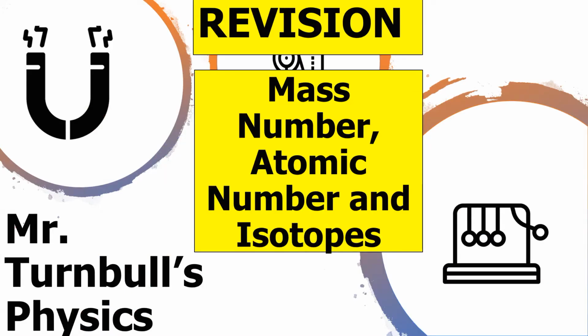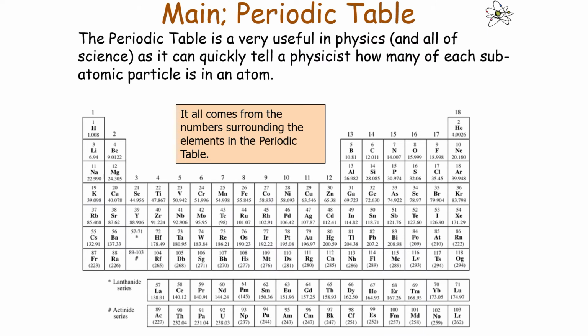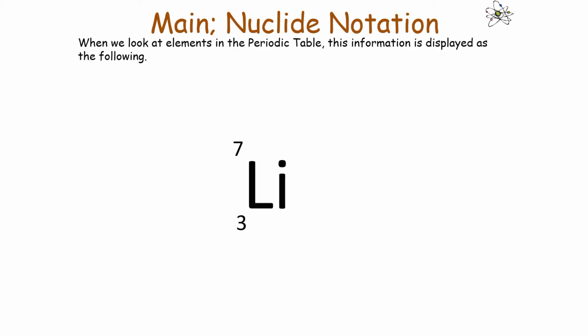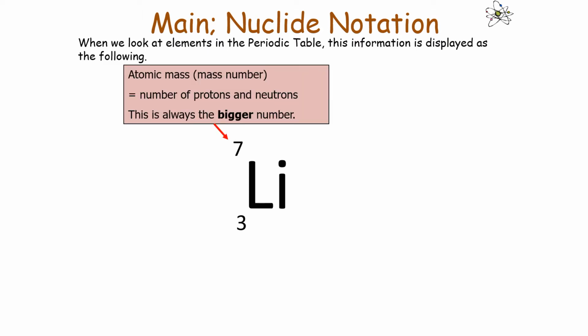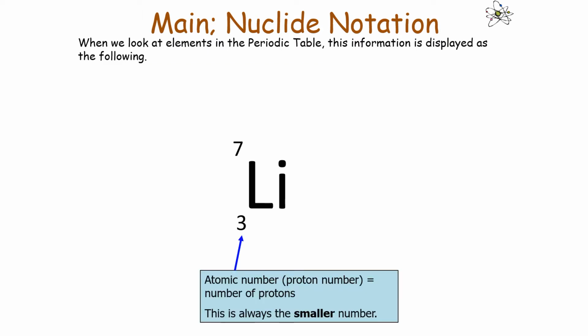So the next thing to consider is mass number, atomic number and isotopes. Now the periodic table is very useful in physics, as it can tell a physicist how many of each subatomic particle is in an atom. So when looking at the elements in the periodic table, this information is displayed as the following. Now the bigger number is always the atomic mass, or the mass number, which is the number of protons and neutrons. Now the atomic number or proton number is the smaller number, which is the number of protons.